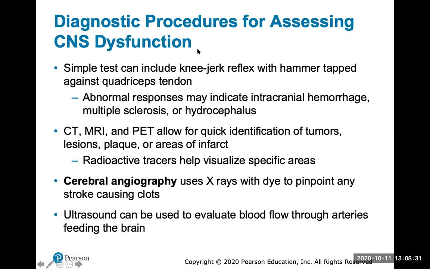A simple test, so these are some diagnostic procedures for assessing the central nervous system. Basically, any sort of test that will test the reflexes, because any abnormal reflex could indicate something is wrong within the brain, whether it's a hemorrhage, multiple sclerosis, or hydrocephalus. They can also take CT, MRI, or PET scans to look at specific areas, maybe using radioactive tracers to help visualize these specific areas and where something might be going wrong.